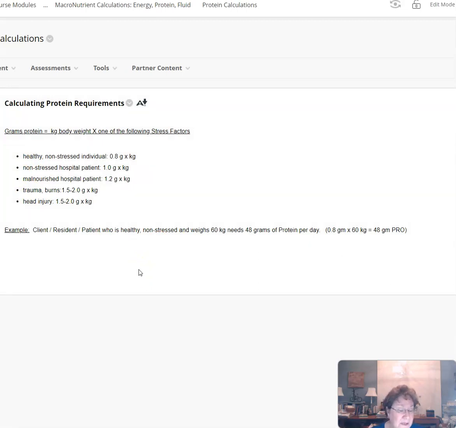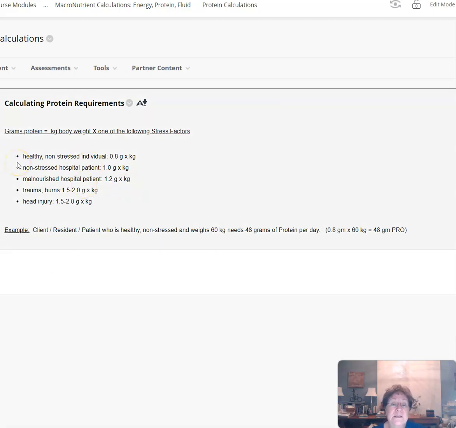And these calculations are based on kilograms, so know your metric conversions. And again, just as a reminder, that's going to be your weight in pounds divided by 2.2. It gives us our kilograms. All right, so most of our calculations are going to be for this healthy, non-stressed individual, using 0.8 grams per kilogram or 1.0 grams of protein per kilogram.